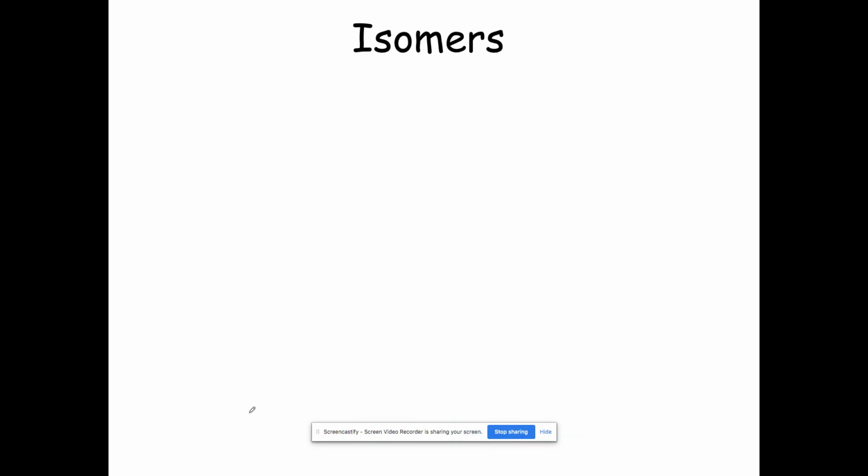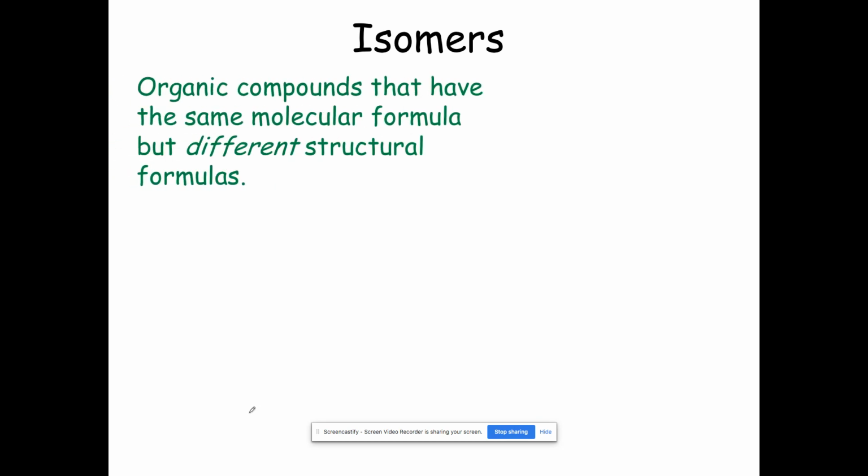All right, this is review. Isomers. Isomers are super important in organic chemistry. So isomers have the same molecular formula, so the same number of atoms. However, different structural formulas, which means different arrangements.